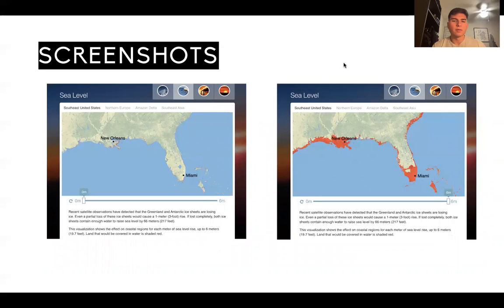And then here at the sea ice melt, you see how without the sea ice, over time the sea levels will rise, and we lose Miami, we lose New Orleans, and that's just the United States. You can see Northern Europe, Amazon, and Southern Asia. There are just massive populations that will be underwater if there's no change.